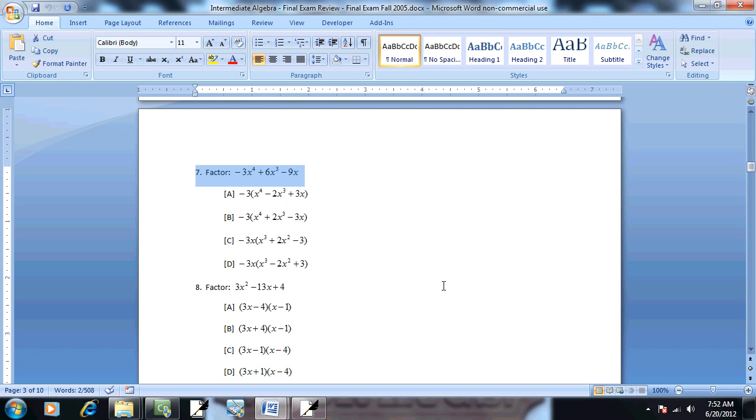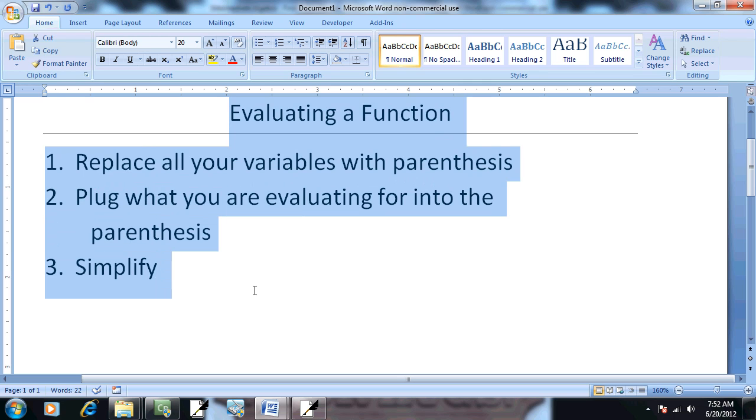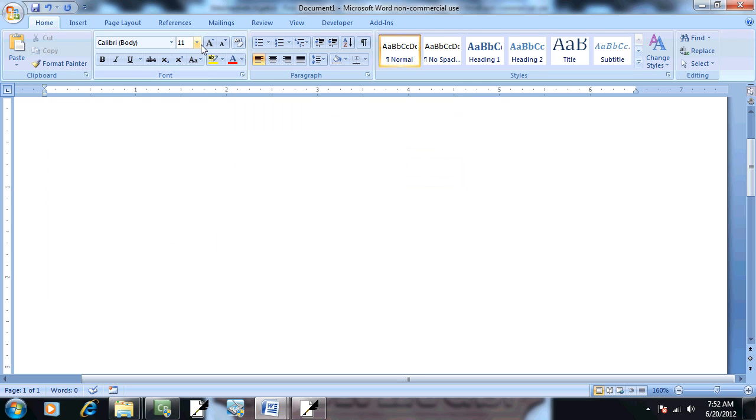Let's take a look at the seventh example here, factoring. Let's refresh our memory a little bit on factoring. Our first method of factoring is GCF, the greatest common factor.